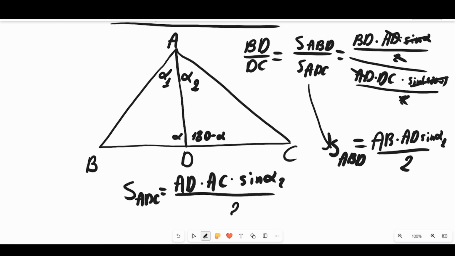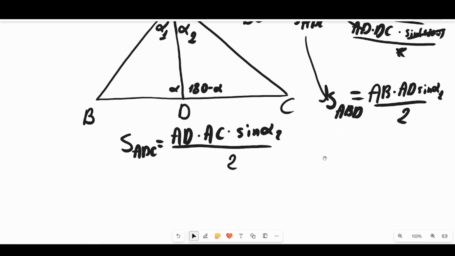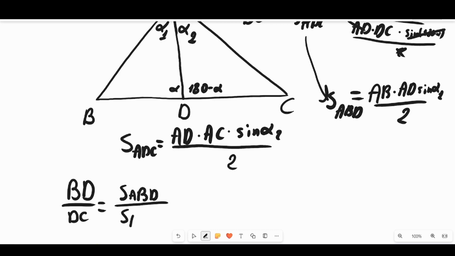And now if we take their ratio, AD will be cancelled out and we get BD over DC equals S of ABD over S of ADC. And clearly this equals, if we cancel out 2's and AD's, we get AB times sine of alpha 1 over AC times sine of alpha 2.